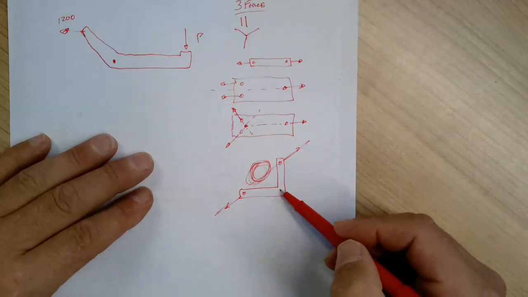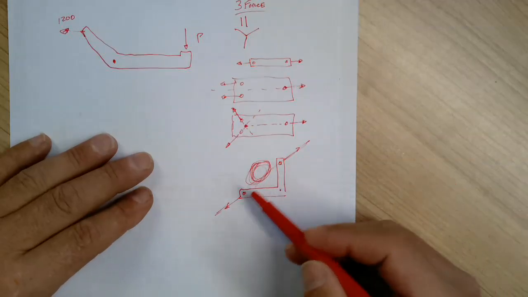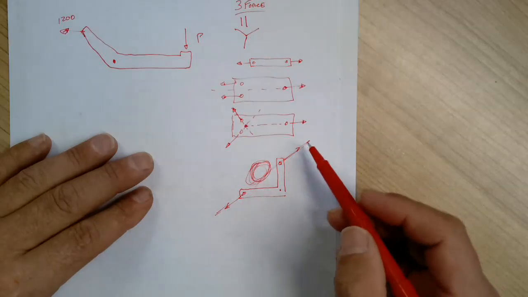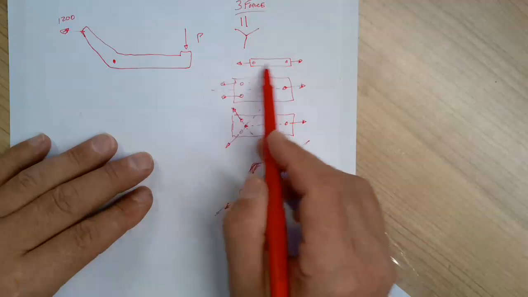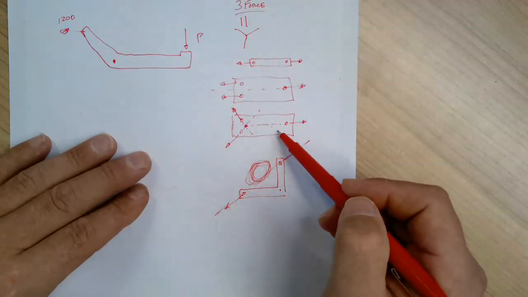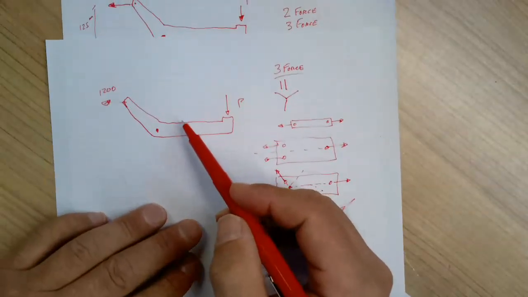This is a 2/4 member. Has one force acting there, one force acting there. They've got to share the same line of action. They share the same line of action. That's a 2/4 member. This is a 3/4 member. And this is a 3/4 member.